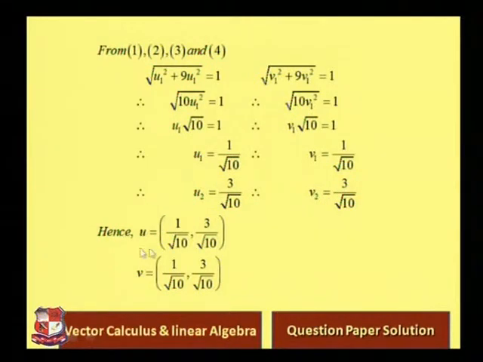Hence the last solution is: u, our vector number 1, is 1 upon root 2 and 3 upon root 2, and v is 1 upon root 10 and 3 upon root 10. Now next.